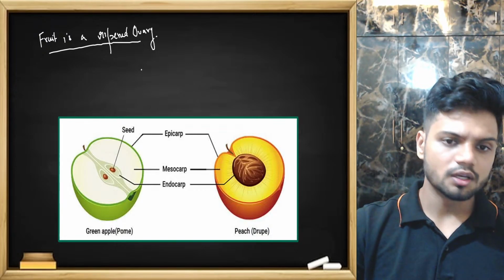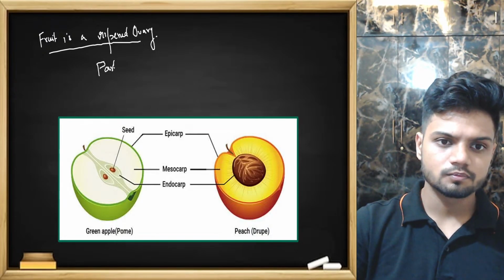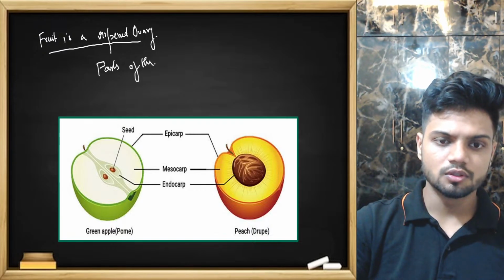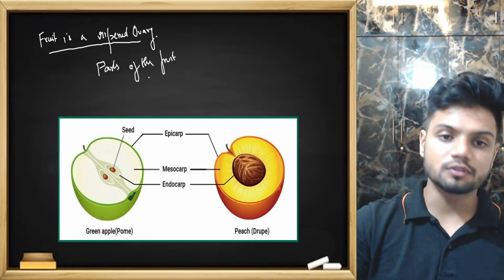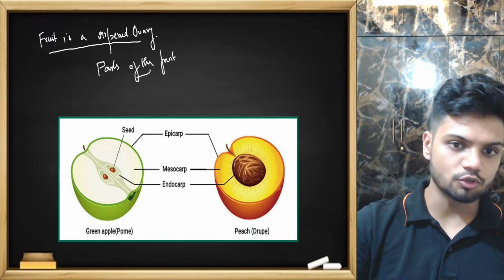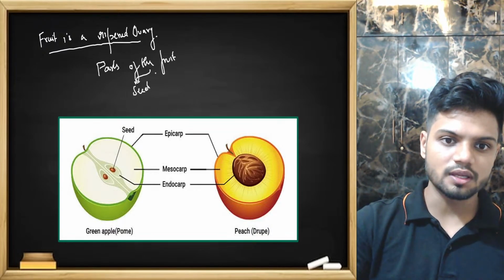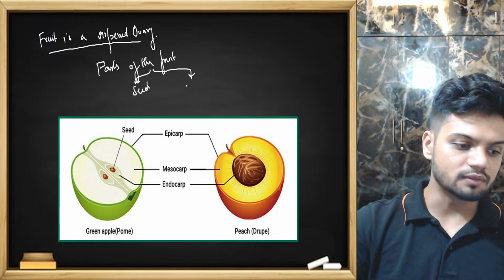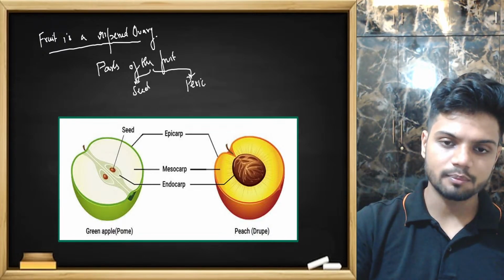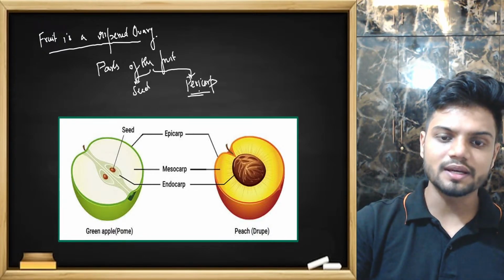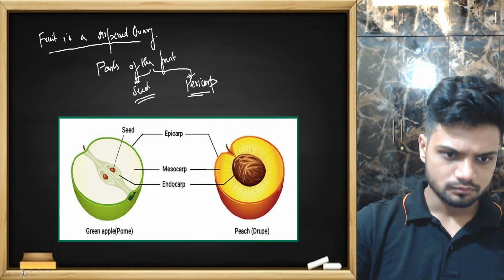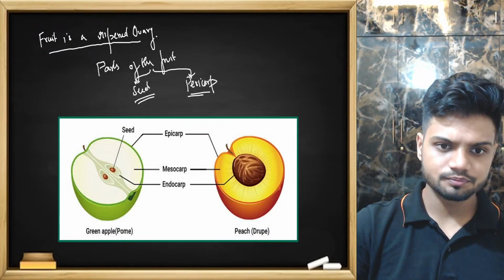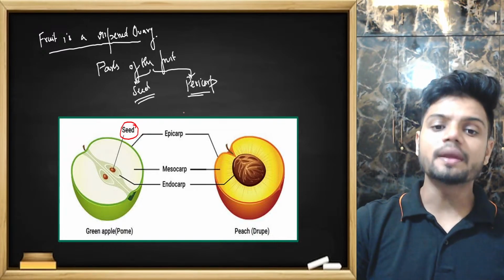Now, parts of the fruit. Understand, friends, parts of the fruit. Basically there are two parts mainly. There is seed on the inside, and outside we have something called the pericarp. Pericarp on the outside, inside we have seed. In the diagram, we have the seed here.